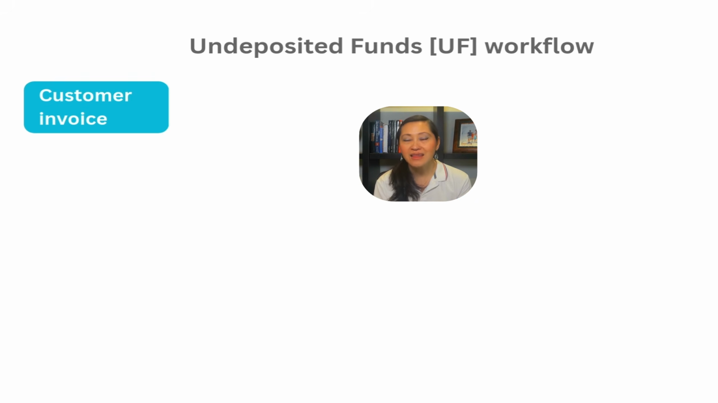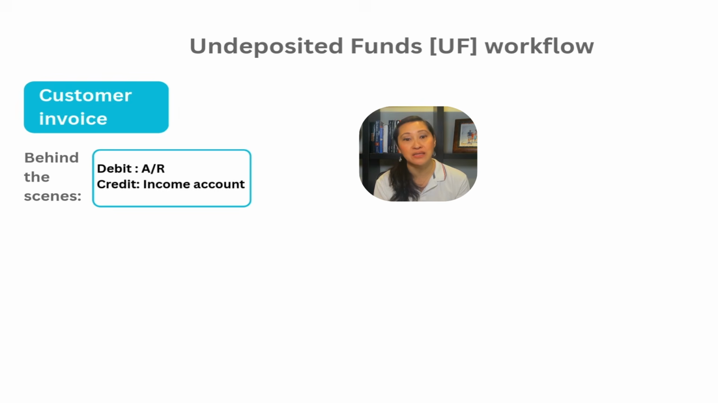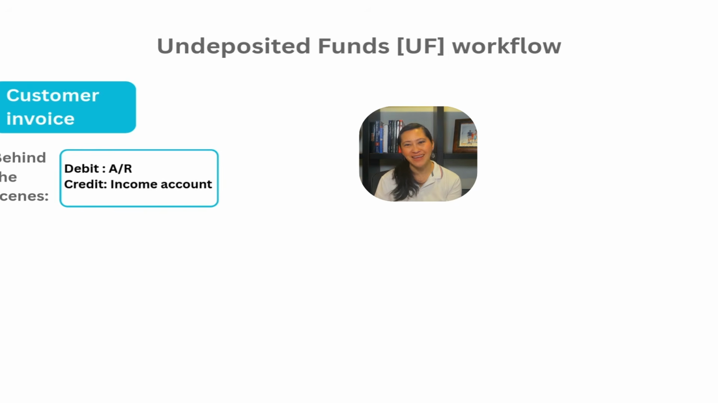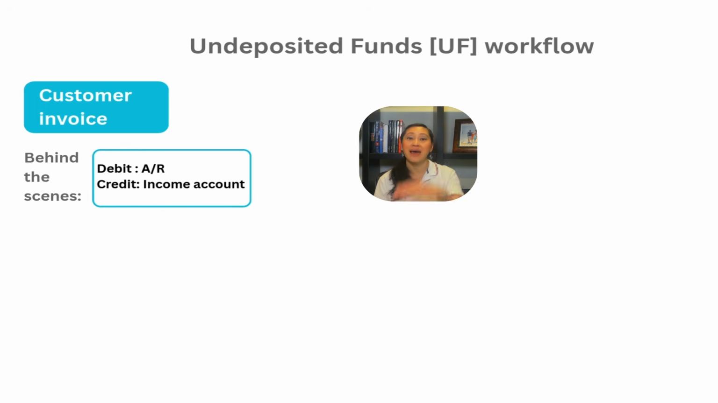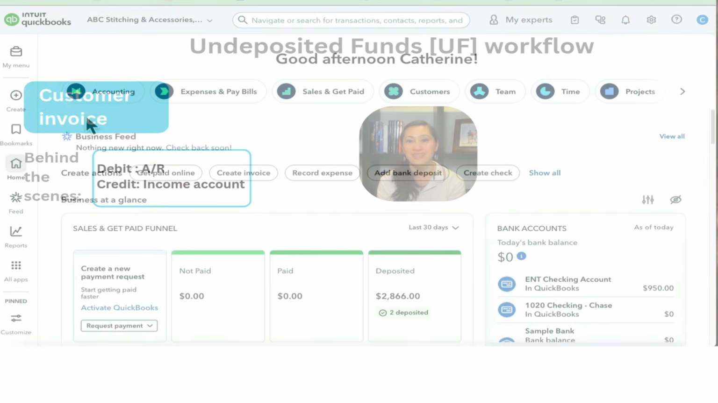First is creating the customer invoice. On the accounting side, QuickBooks debits accounts receivable and credits income. Nothing hits the bank yet. This is just you billing the customer. Now, instead of just talking about it, let me show you what QuickBooks is doing behind the scenes. I'm going to leave this slide, switch over to QuickBooks Online, and we'll create a simple invoice together.